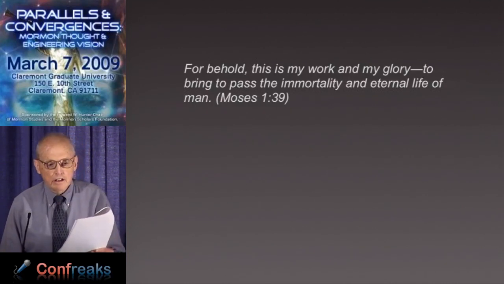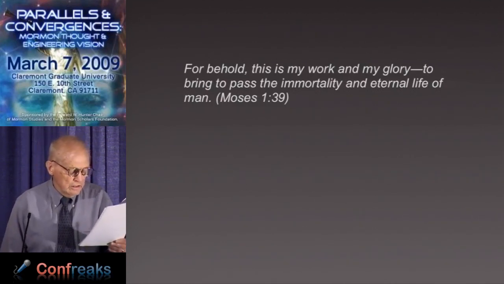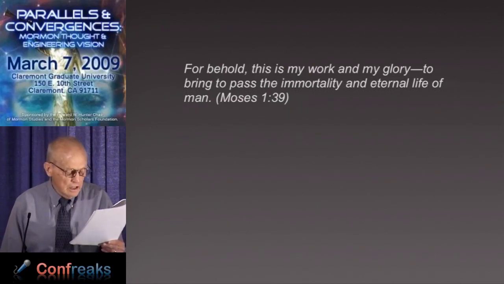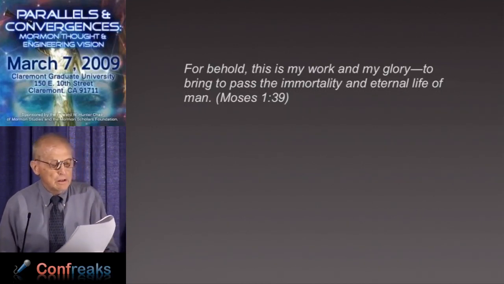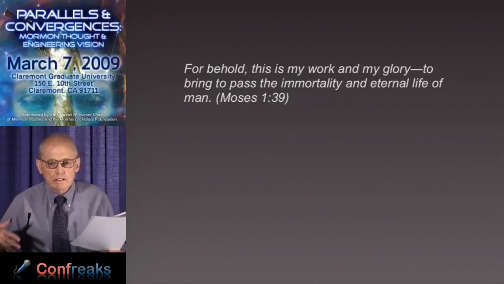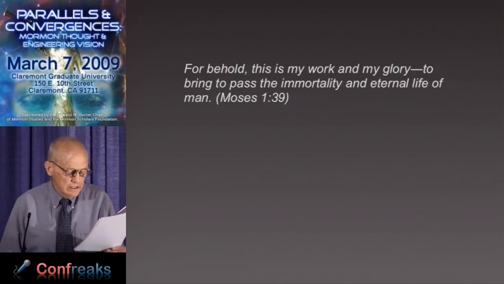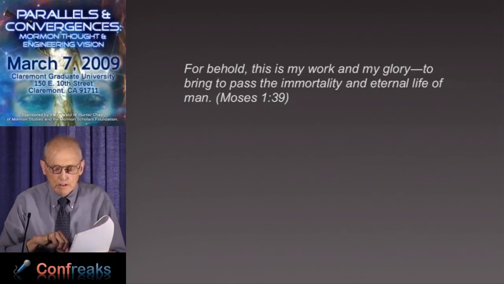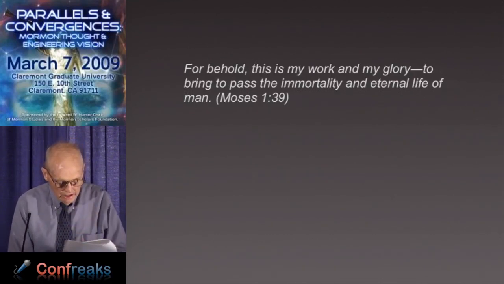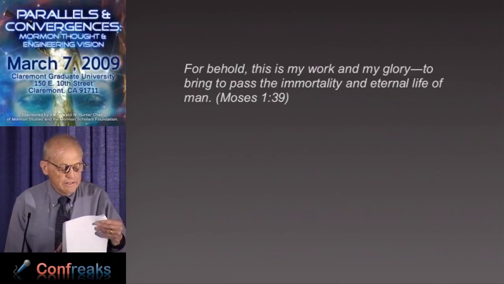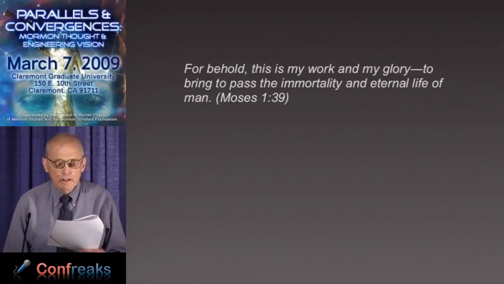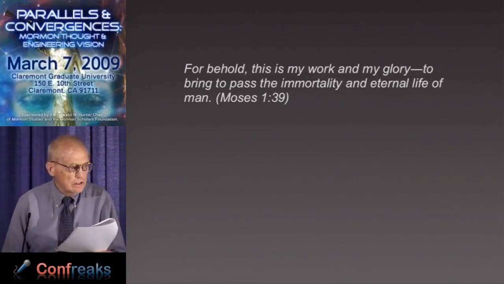The difference, of course, is that God is the perfect engineer. And He gets it right with each world the first time. Human engineers typically have to go through a repetition of the design cycle and prototyping and testing until their designs eventually work as they should. When the Earth reaches its celestial state, God will have fulfilled His purposes in bringing to pass the immortality and the eternal life of His spirit children.